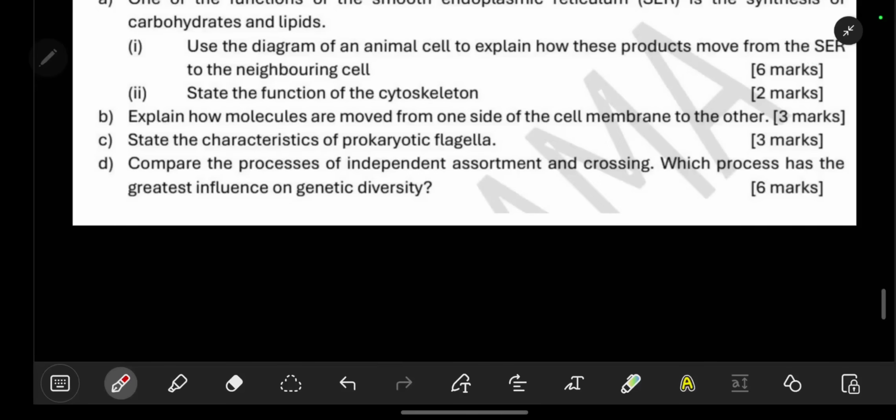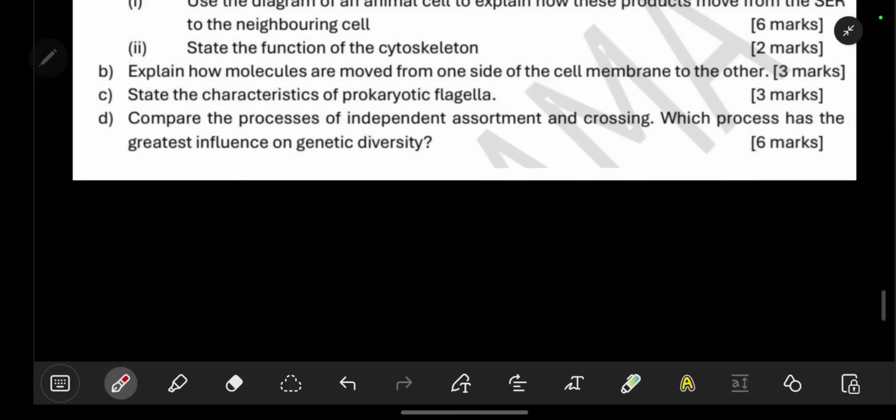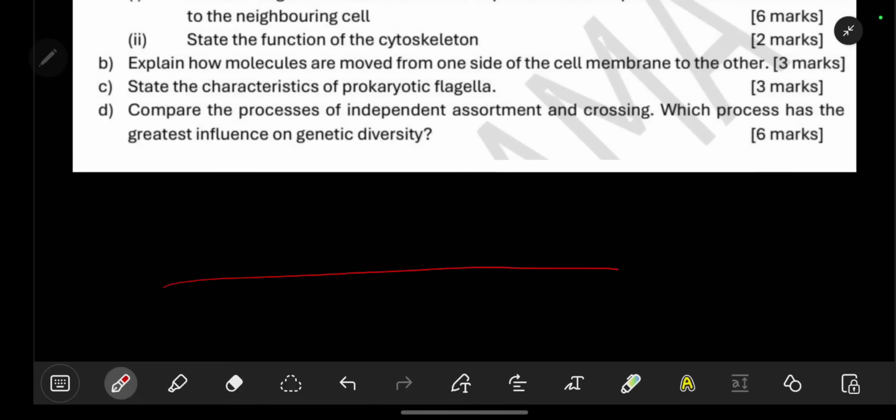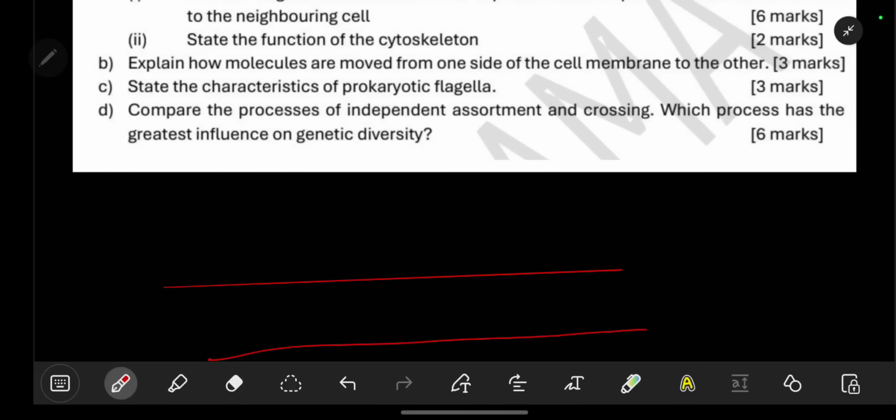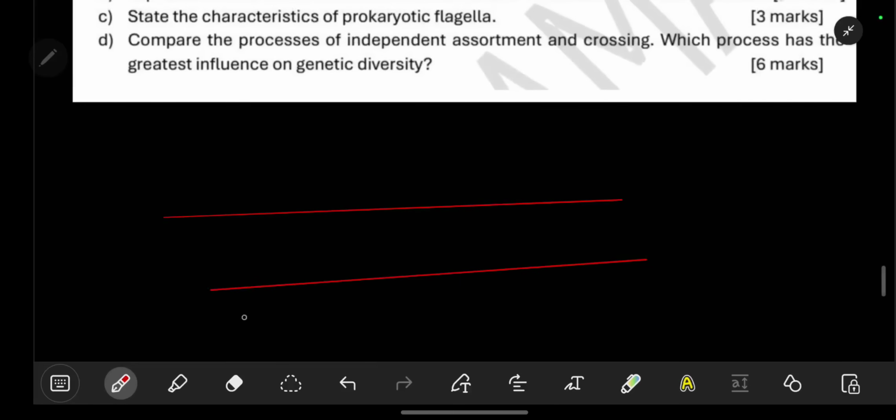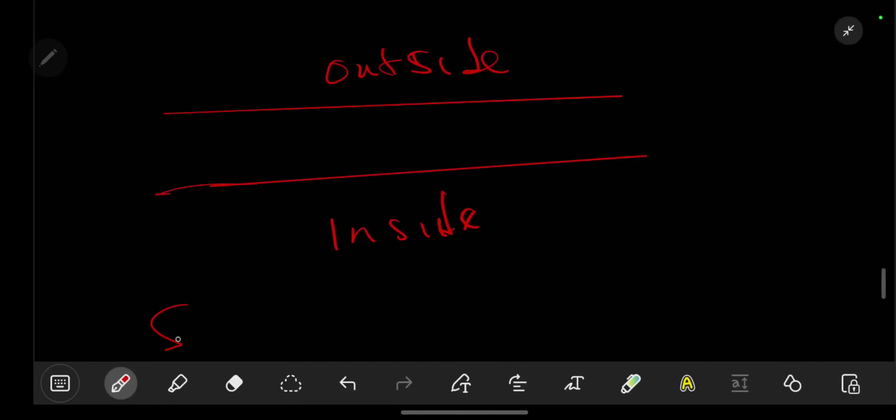Let's move on. The next question is to state how molecules are moved from one side of the membrane to the other. So let's say this is the membrane that we have, and let's say this is the inside and this is the outside. Substances are moved via what we call simple diffusion. That's number one, simple diffusion. Simple diffusion involves the movement of substances.